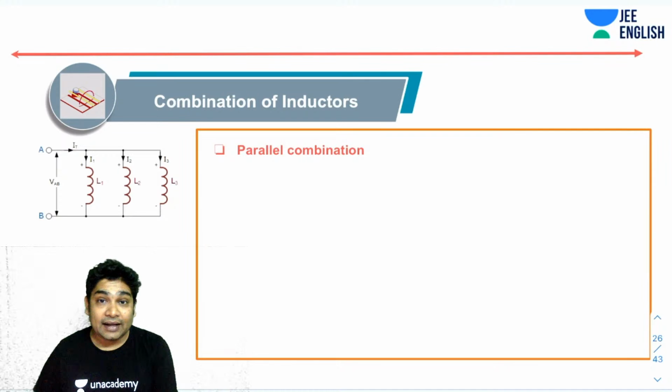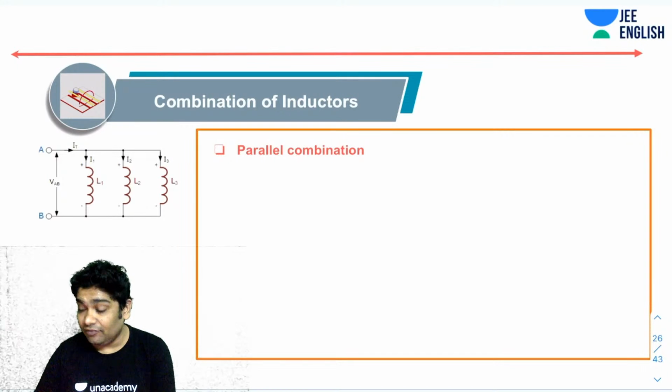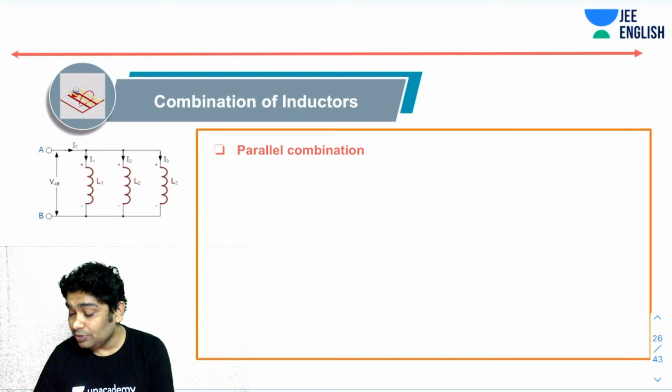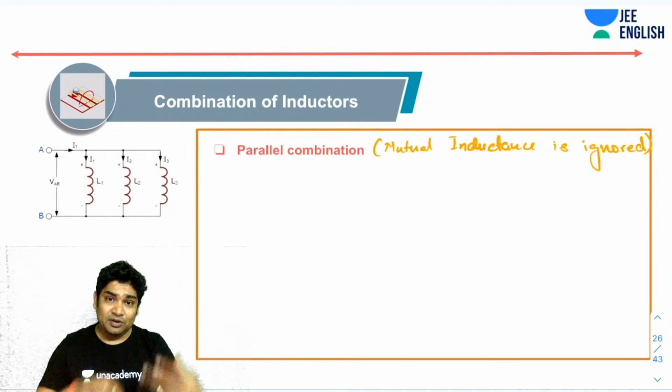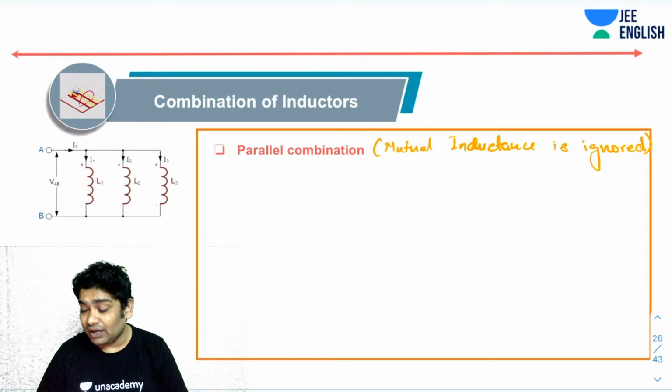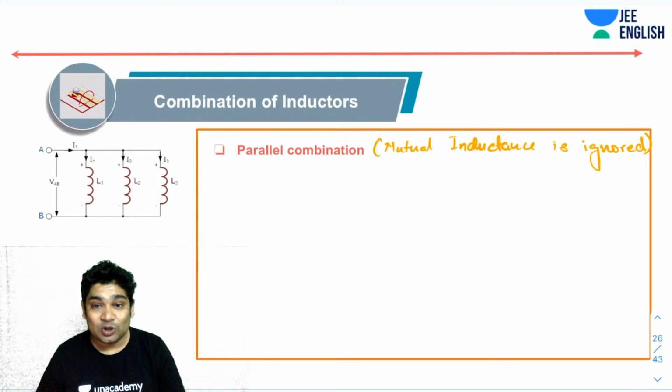Okay. Again, now we will take a look at the parallel combination of inductors, and here again we will start by ignoring the mutual inductance. Let's write that here: mutual inductance is ignored. So in general, when you're having parallel combinations, you realize the flux linkage would be lesser, so that can also be ignored.